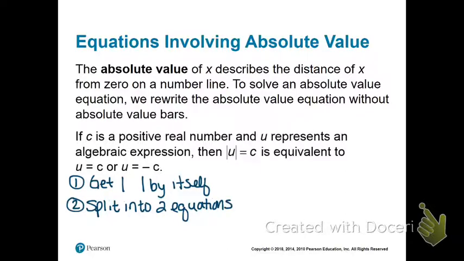One of them is going to have the positive of what's inside. The other one's going to have the negative of what's inside. So we would end up with a positive whatever equals, let's say, c, and then we would have the negative of whatever was inside my absolute value equals c. And then we just solve both equations.